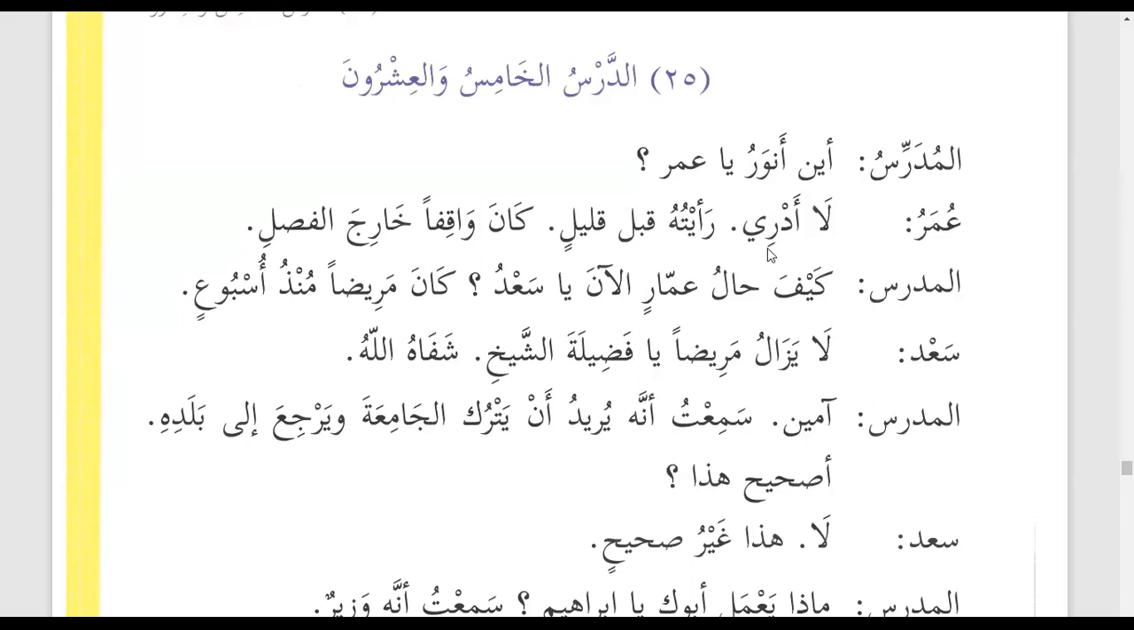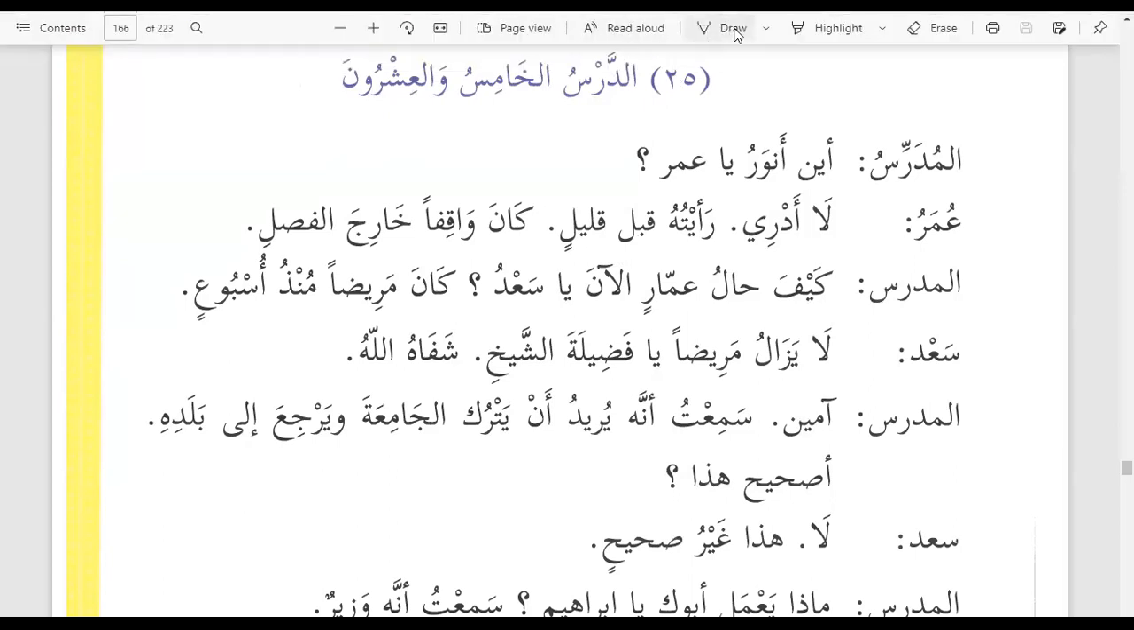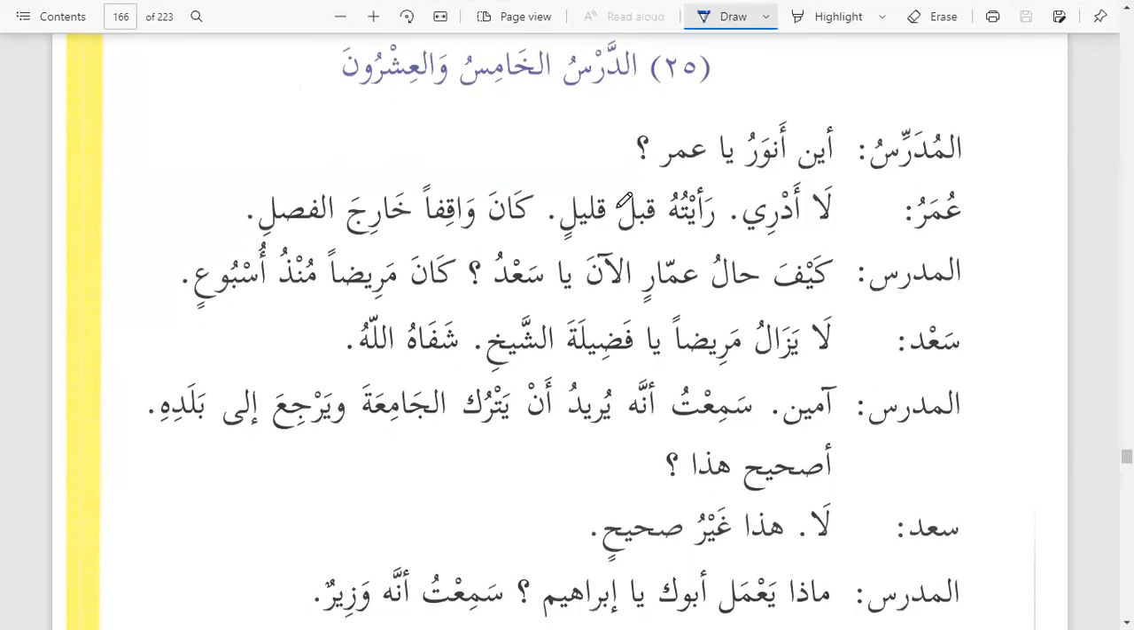عمر لا أدري, I don't know. رأيته قبل قليل. I saw him a while ago. كان واقفا, he was standing. خارج الفصل, outside the class. Very good. قبل قليل, so it is used as special مضاف. That's why the noun that follows it is مضاف إليه. قبل قليل, okay. كان واقفا خارج الفصل, he was standing outside the classroom.